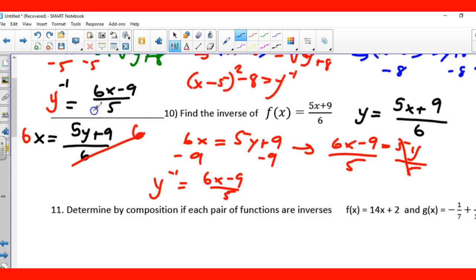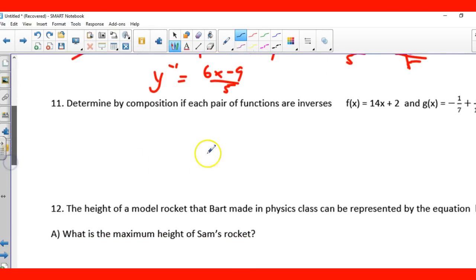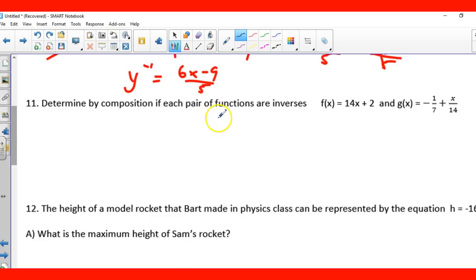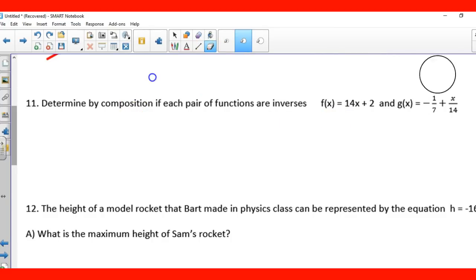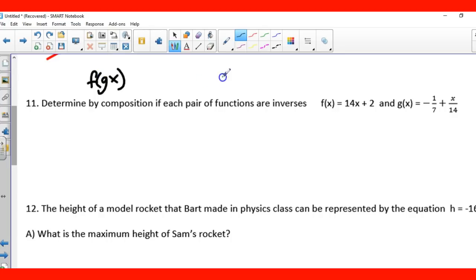All right, so there we go. Okay, there's our inverse. Now, right here, it says determine by composition if each pair of functions are inverses. So I have f of x and g of x. If you remember what composition is, composition tells us that we can take f of g of x, and we can also do g of f of x.